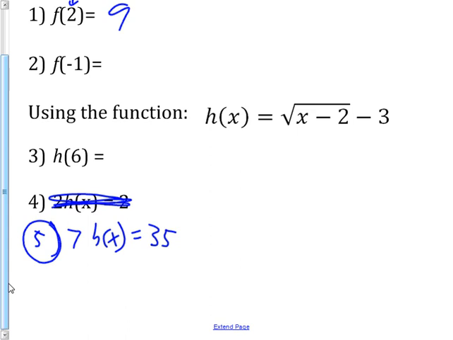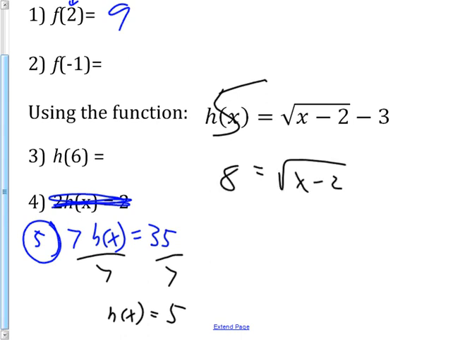I hope you're smart enough to know to divide by 7. H of X comes out to be 5, right? So now we're not done. We don't know what X is yet. We know what Y is at least. Y is 5. So we go put a 5 right here. 5 is equal to, okay, so then I can add 3 to both sides, and I'll have 8 equals the square root of x minus 2. And then I square both sides, I get 64 equals x minus 2, and I add 2, 66.